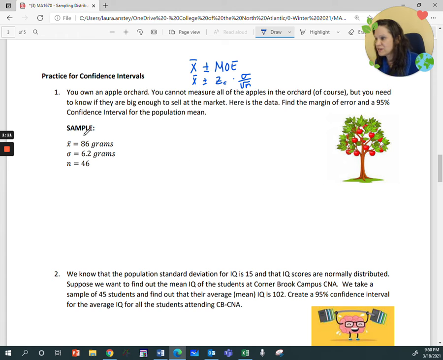What do we have here that we need? Well, we've got x bar is 86 grams. We've got the standard deviation of 6.2 grams, and we've got the n. What we don't have is our critical value for a 95% confidence interval. And what was that? For 95%, I think it is 1.96, but let's just check.